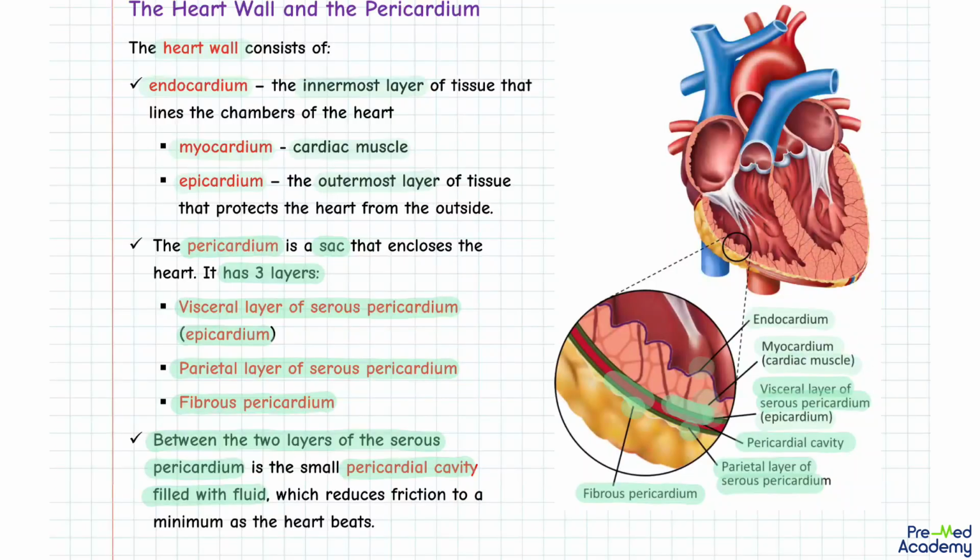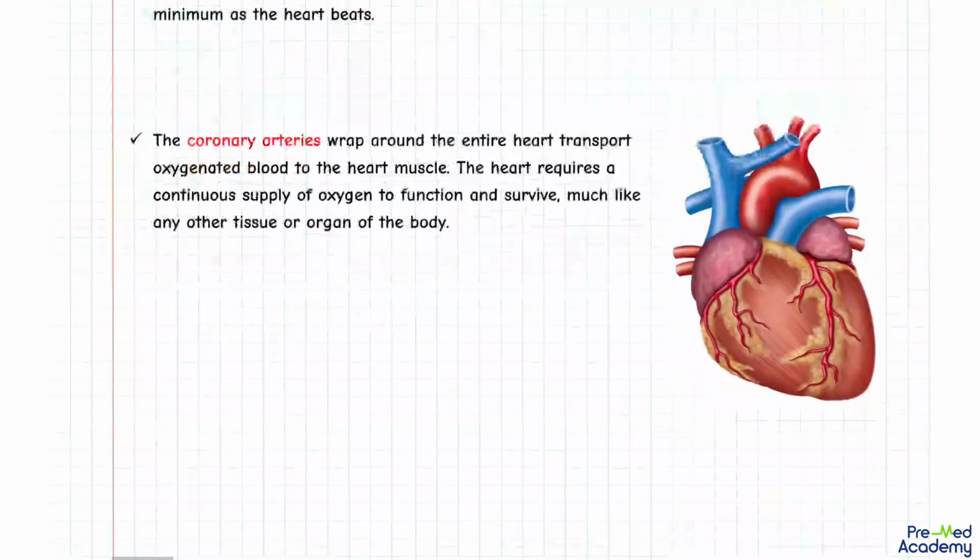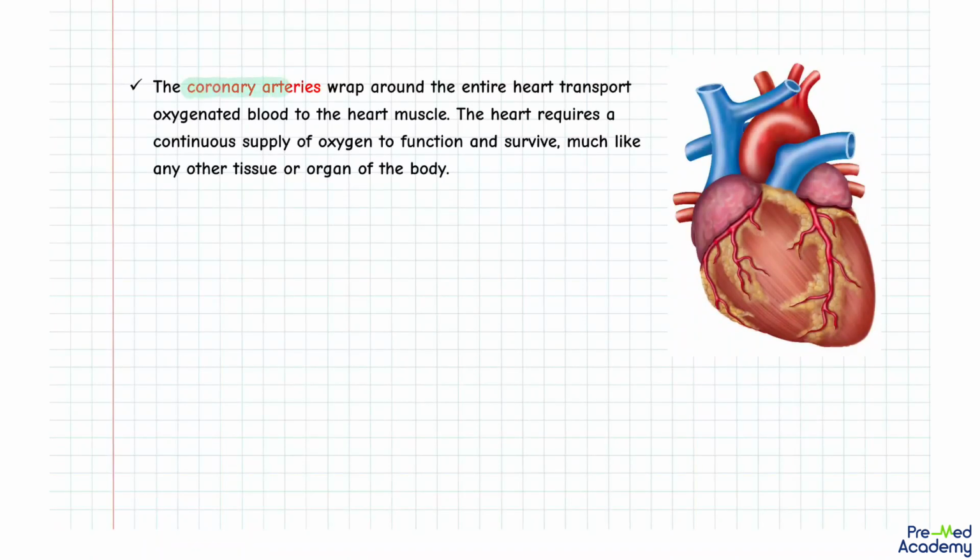The coronary arteries are the arteries that supply blood to the heart. They wrap around the entire heart and transport oxygenated blood to the heart muscle. The heart, like any other organ or tissue in the body, requires a continuous supply of oxygen to function and survive.